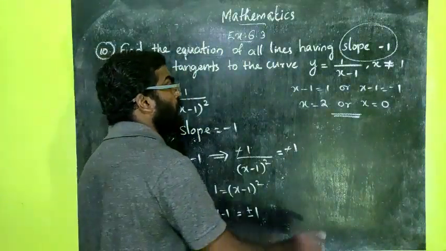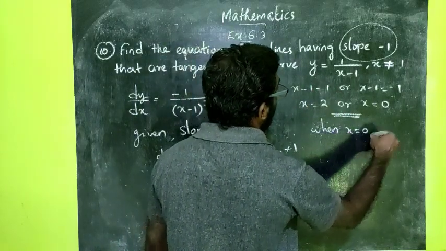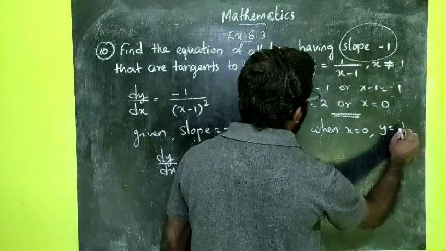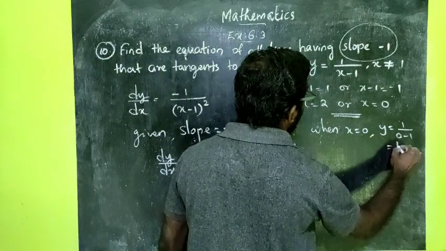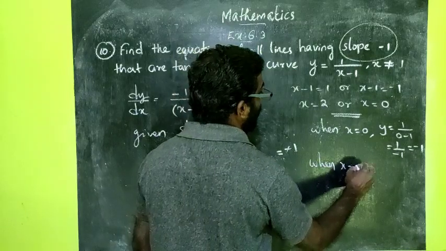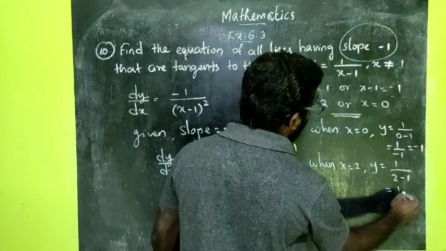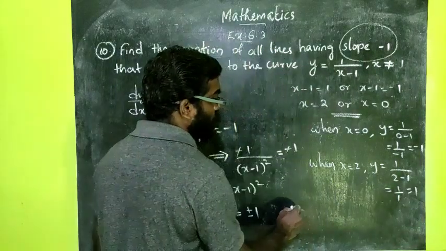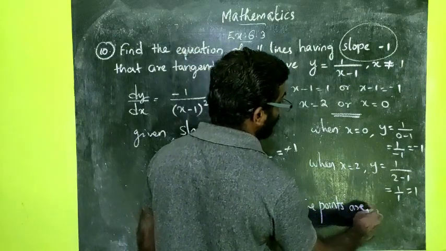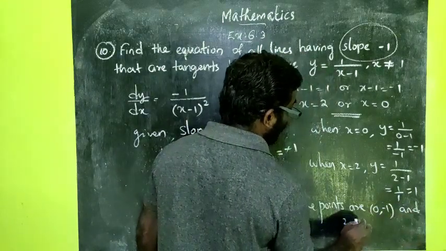We can find the corresponding values of y. When x is equal to 0, y is equal to 1 by 0 minus 1, that is 1 by minus 1, which is equal to minus 1. And when x is equal to 2, y is equal to 1 by 2 minus 1, which is equal to 1 by 1, equal to 1. So therefore the points are 0 comma minus 1 and 2 comma 1.